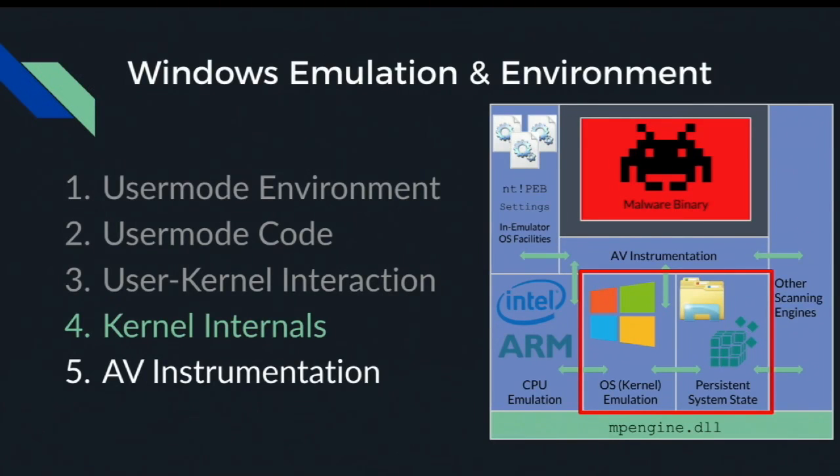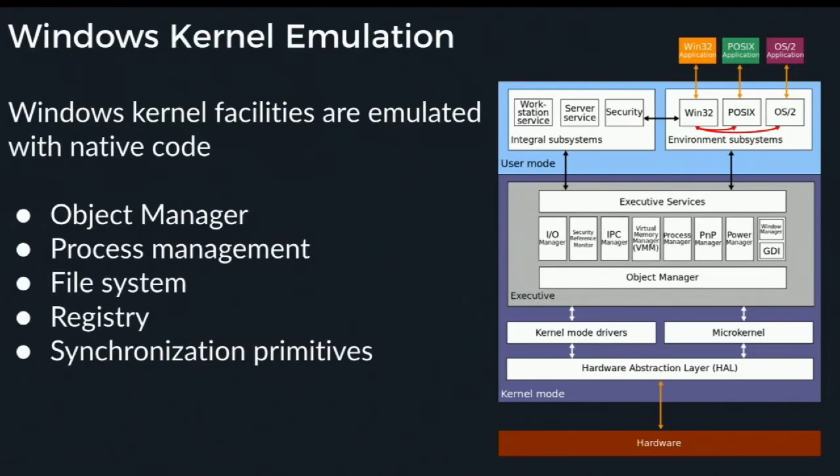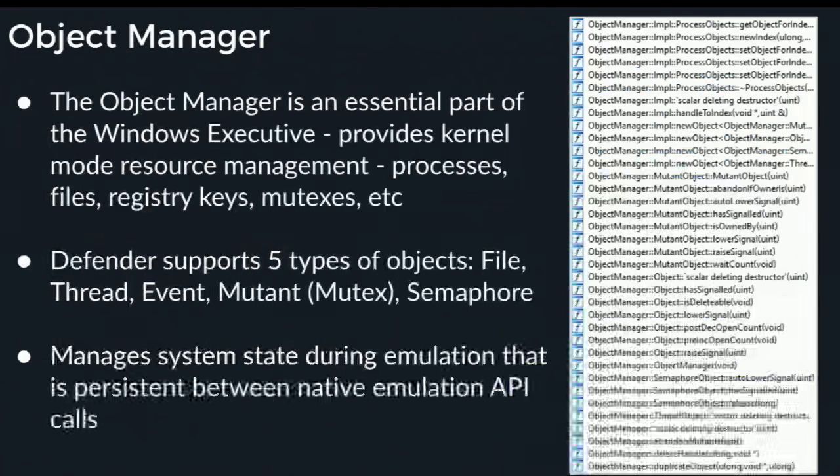So we've now talked about the mechanism used to trap from inside the emulator to the outside for complex emulations. Let's talk a little bit about the internal emulation of the Windows kernel and the NT kernel facilities. So Windows kernel facilities are emulated with native code. These facilities include the object manager, process management, the file system, the registry, and various synchronization primitives. This is just like you would find on a real Windows system with the NT kernel.